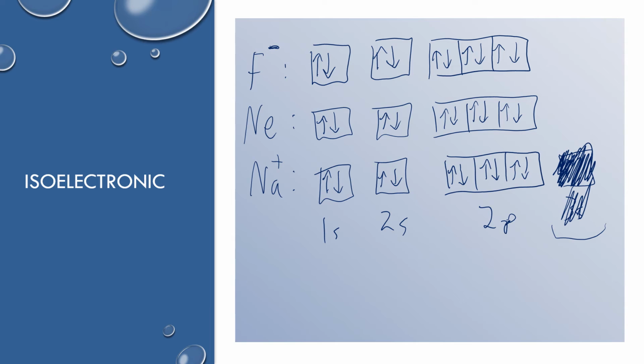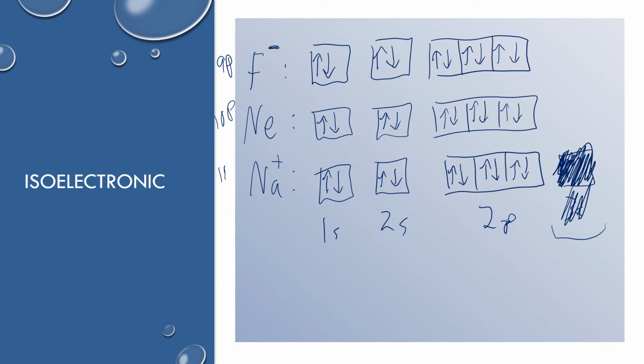So when you have these three species present, fluoride (F⁻), neon, and sodium ions, they have the same electron configuration. They will not have the same ionization energies, even though they have the same electron configuration, and it's because of their protons.